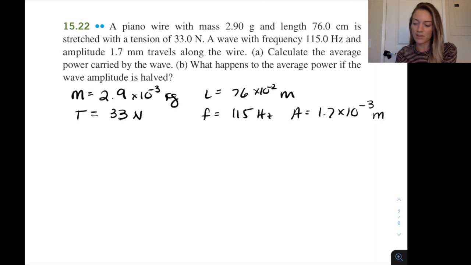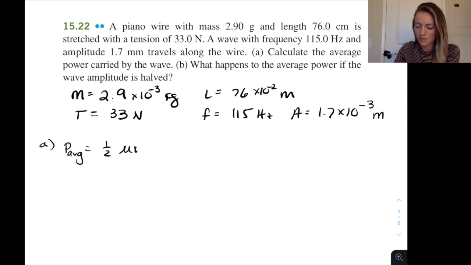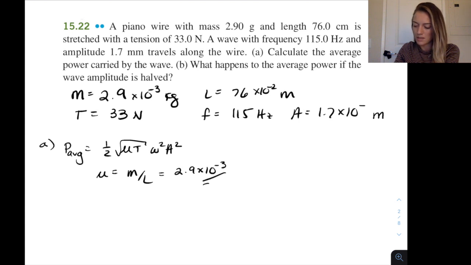We just look at the formula for average power, and that is given by this. So this F, we could write tension, doesn't matter, F or T, omega squared A squared. So all you have to do is just plug these numbers in. We have the tension, we have the amplitude, but we need to find mu and omega. So mu, remember, is just the mass per unit length, so it's m over L. So we're just going to do 2.9 times 10 to the negative 3 divided by 76 times 10 to the negative 2, and we get 0.003 kilograms per meter for mu.